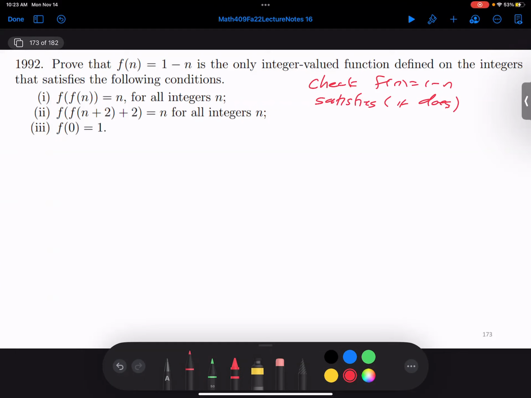What would happen if f of n equals 1 minus n does not satisfy the conditions? What would you do? You would write that down and say it is not, and then if you have time, come back and try to figure out what is the function that satisfies.